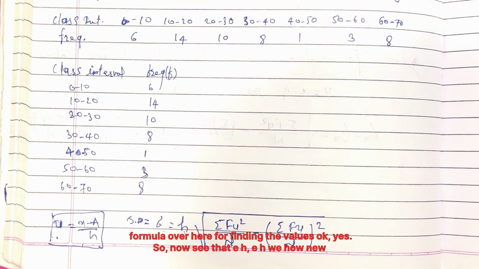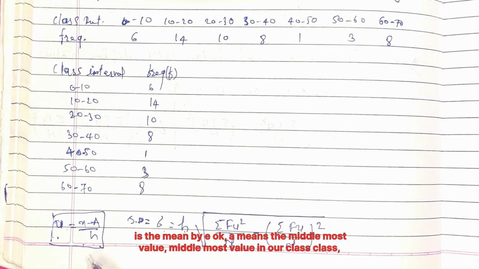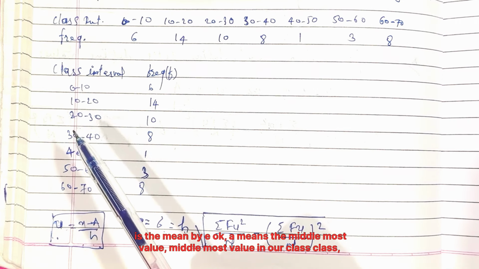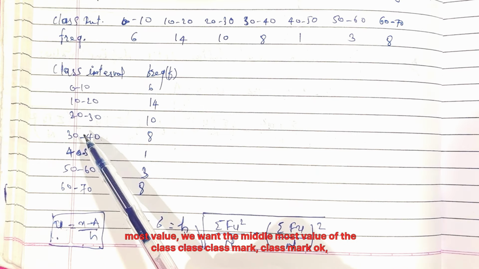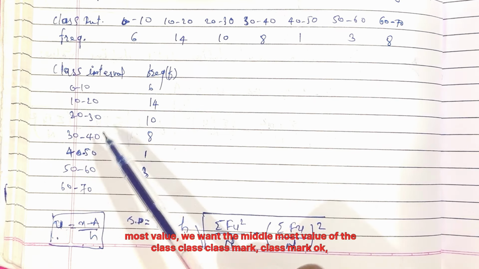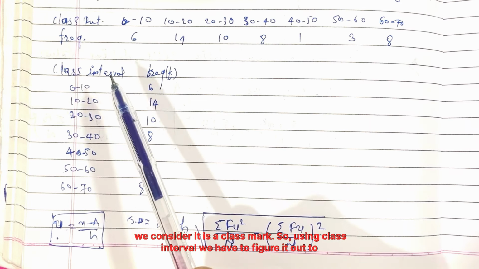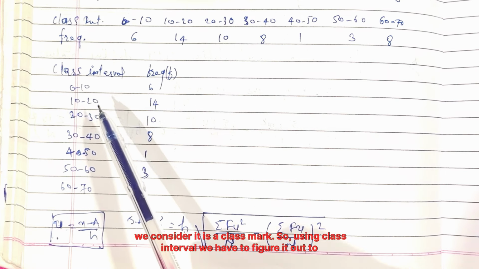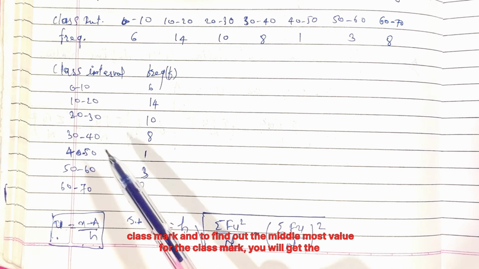Now see, h is a new term here. A you are already familiar with; in my last example I explained what a means. A means the middlemost value in our class. Now we have class intervals, but we don't want the class interval for finding the middlemost value. We want the middlemost value of the class, which we consider as the class mark. Using the class interval we find the class mark, and the middle value of it gives the value for a.